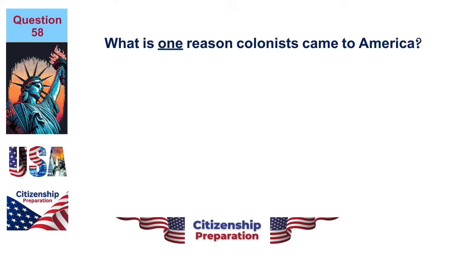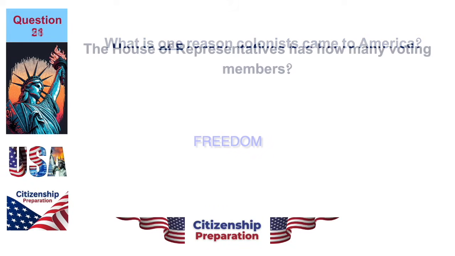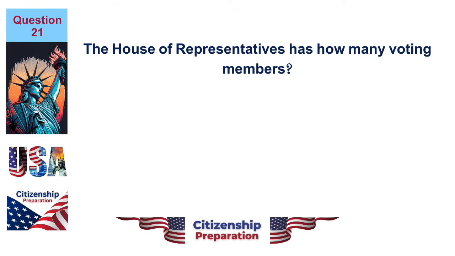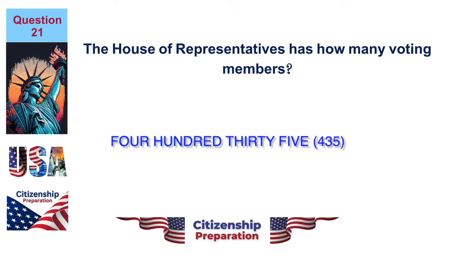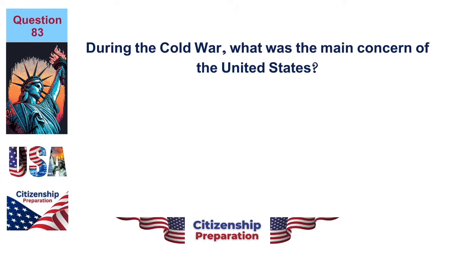What is one reason colonists came to America? Freedom. The House of Representatives has how many voting members? 435. During the Cold War, what was the main concern of the United States? Communism.